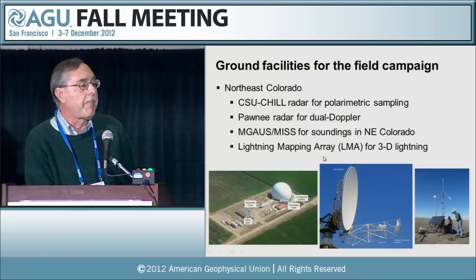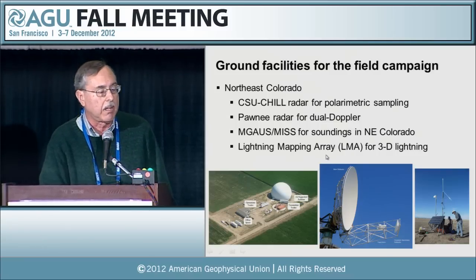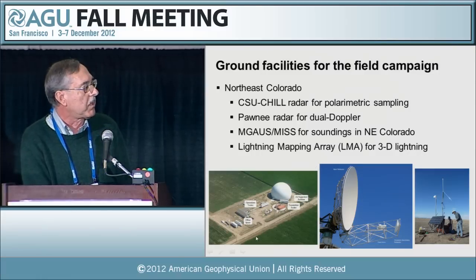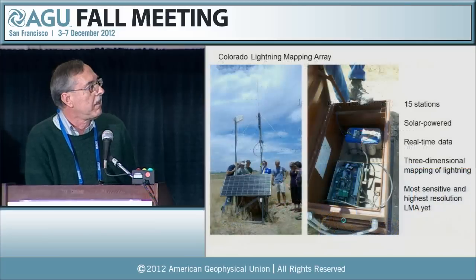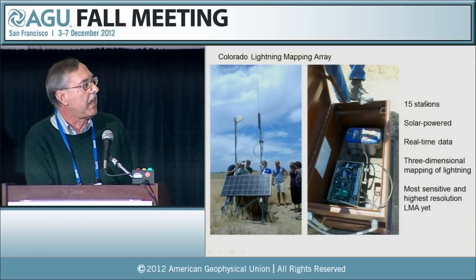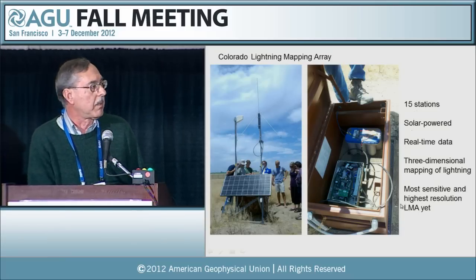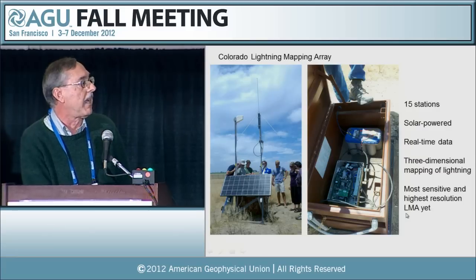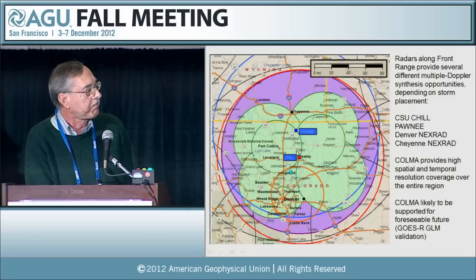And then a lightning mapping array was set up, and we'll hear more about that in a later talk in this session. So this is just pictures of the CHILL and Pawnee radars and one of the LMA sites. And here's a little more detail on the LMA. There were 15 stations in northeast Colorado, and this is probably the most sensitive and highest resolution LMA network that's been set up to date.